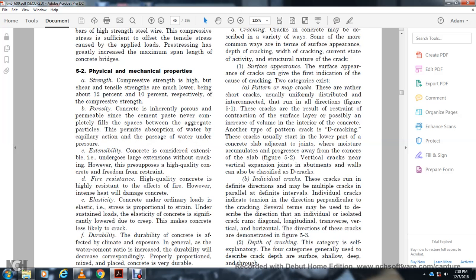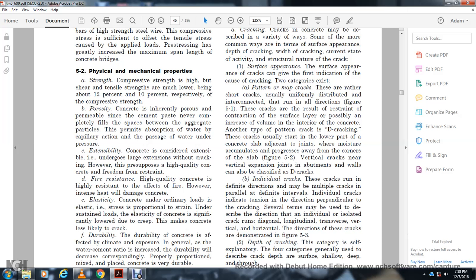Alright, individual cracks. These cracks run in a definite direction. There may be multiple cracks in parallel at definite intervals. Individual cracks indicate tension in the direction perpendicular to the cracking. The surface term may be used to describe the direction of an individual, isolated crack: diagonal, longitudinal, transverse, vertical, or horizontal. The directions of these cracks are demonstrated in Figure 5.3.